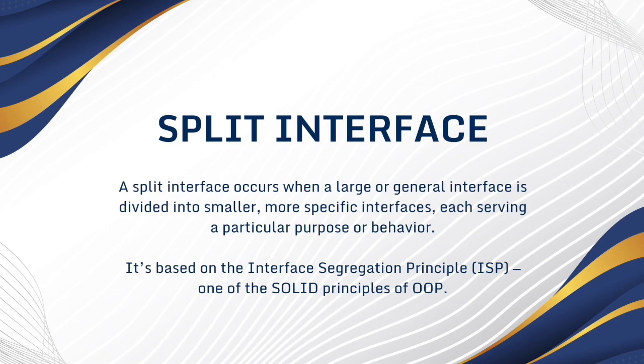Split interface. A split interface occurs when a large or general interface is divided into smaller, more specific interfaces. Each smaller interface serves a particular purpose or behavior. This concept is based on the interface segregation principle, which is one of the SOLID principles of object-oriented programming.